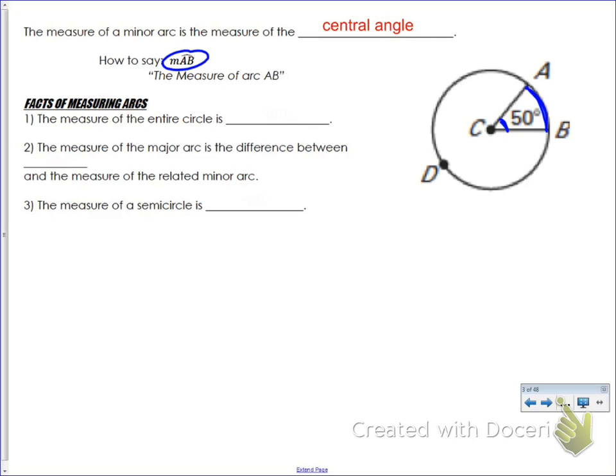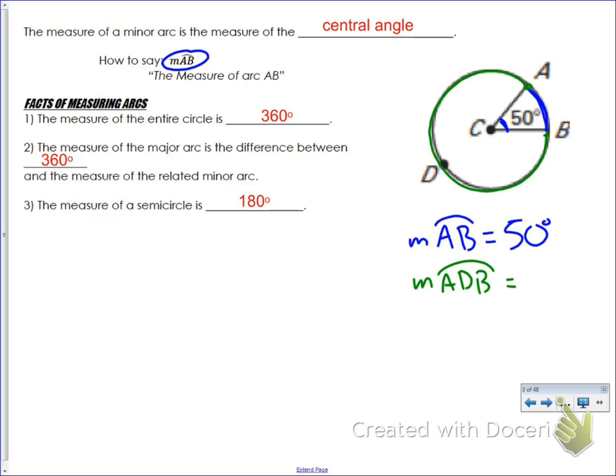All right, the measure of the entire circle, we should know this, is 360 degrees. The measure of the major arc is going to be the difference between 360 degrees and the measure of the related arc. So for example, arc AB over here is given to us as 50 degrees. If I want to talk about the major arc, it would be from A through D and then to B. We call that major arc ADB because it starts at A, goes through D, and finishes at B. The measure of that would be the difference of 360 and arc AB, which is 50. So 360 minus 50 is 310 degrees, the measure of that major arc. If I add the major and minor arc together, it should equal 360, which 50 and 310 does.